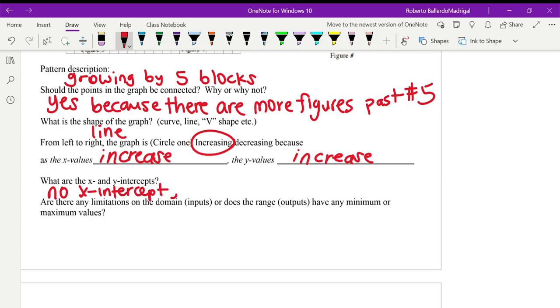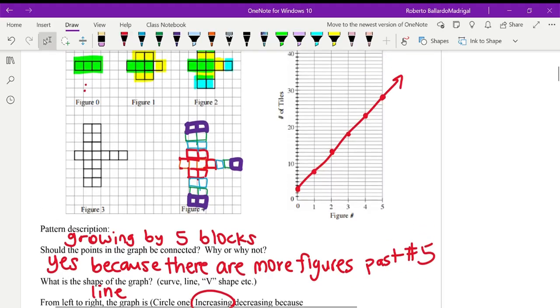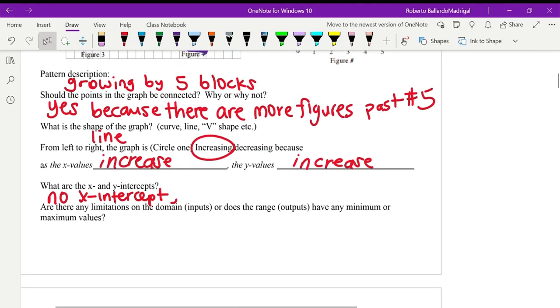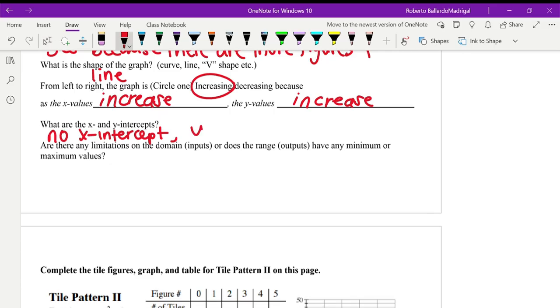But what about the y-intercept? Do we cross the y-axis? Look at this line that goes up and down. Is there a point on the y-axis? The point that you see on the y-axis is your starting value. And how many blocks did we have for figure 0? We had 3. So the y-intercept will be the point (0, 3). Okay.